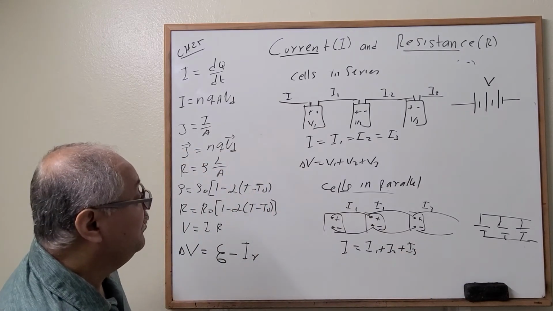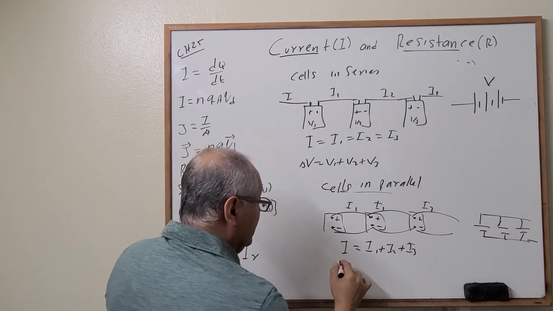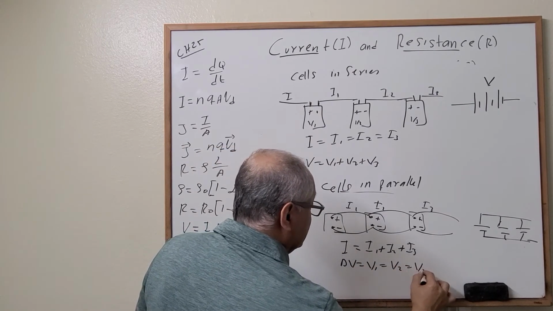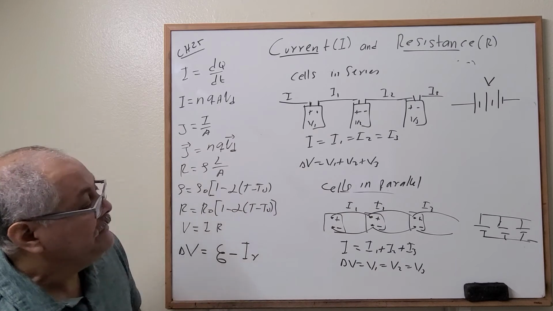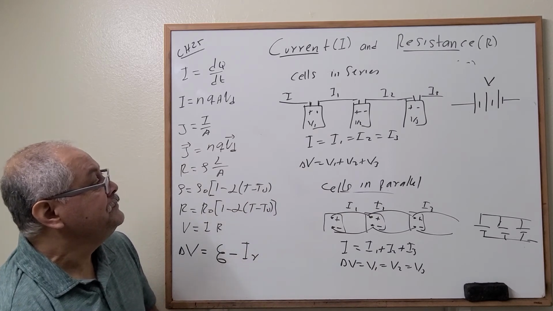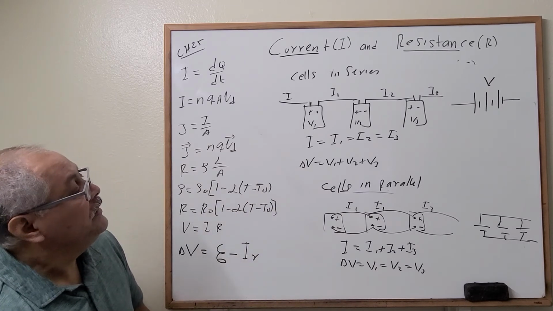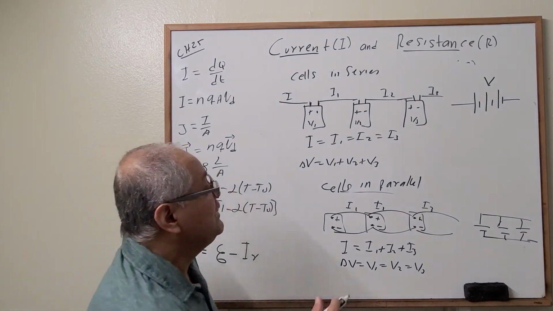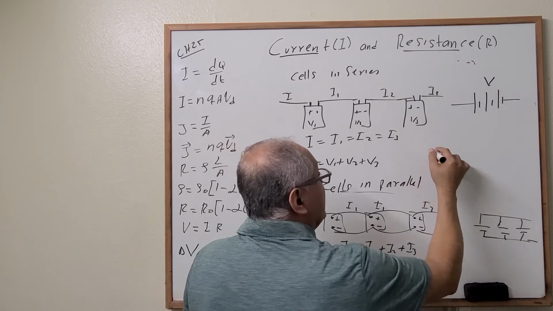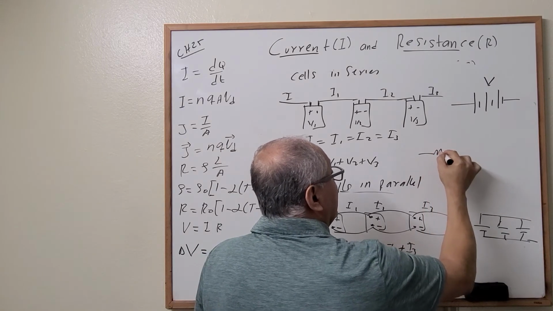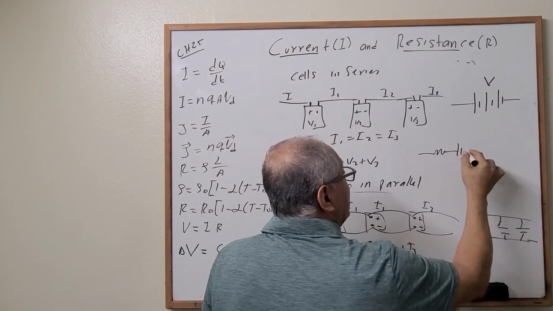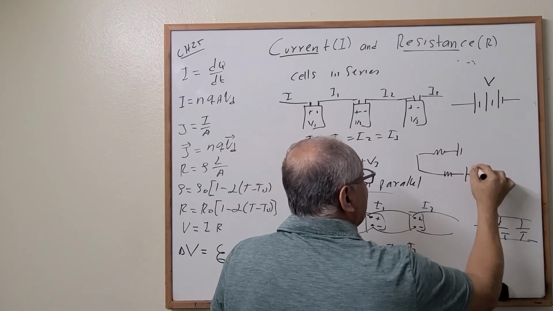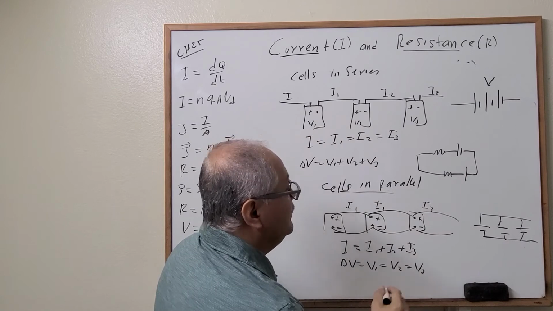What about for voltage? In this case, voltage is the same for all of these batteries in parallel. Correct? This is the case when we're dealing with cells. Sometimes in the circuits we have something like this: a resistor, then a battery, then another resistor, and then another battery, like in this case.